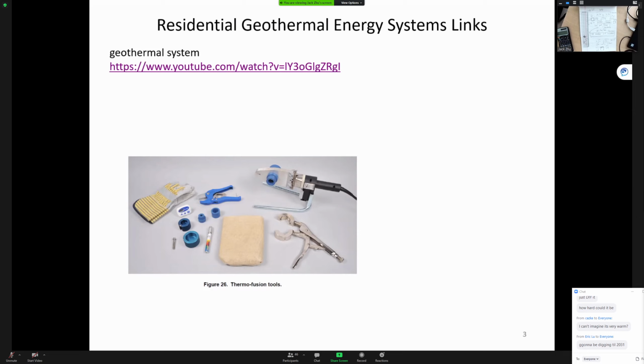high, because for a proper installation, they will calculate what size of heat pump you require, how many loops, or how many holes you have to dig.